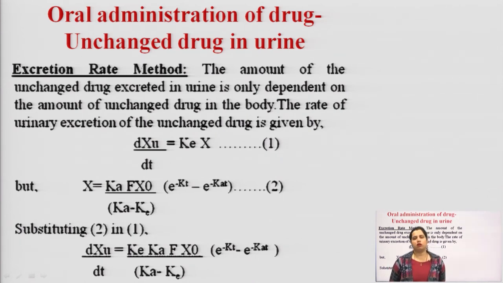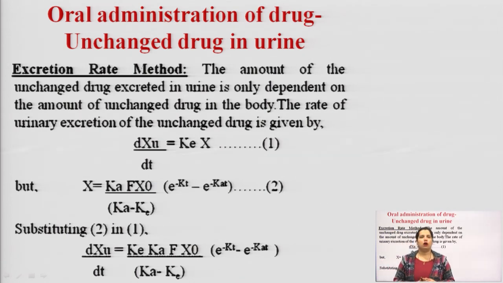The excretion rate method is followed to identify unchanged drug in urine. The amount of unchanged drug excreted in urine is only dependent on the amount of unchanged drug in the body. Whatever unchanged drug is remaining in the body or other compartments will be excreted through urine. If it is available 30%, only 30% will be excreted through urine. The rate of urinary excretion of the unchanged drug is given by dXu/dt = Ke X. Ke represents elimination because there is no absorption, only the drug is eliminating from the system. First it has been absorbed, then distributed, and now it is getting eliminated.